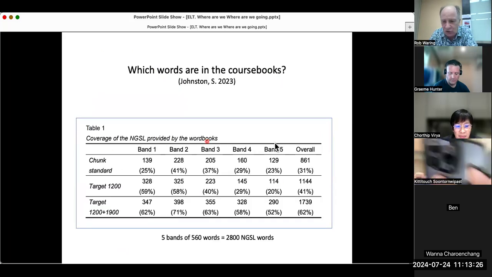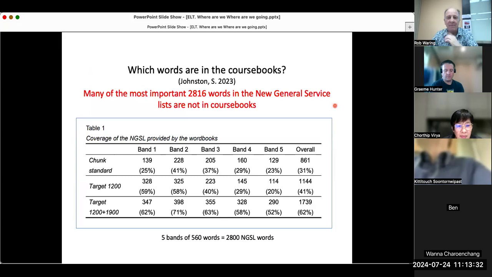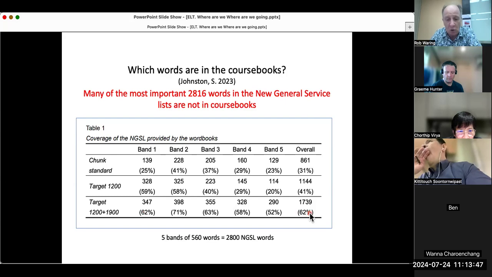So here's another table. You don't need to look at the data. Basically, all you need to do is to look at the important words in red. This is analysis of the course books. Many of the most important words in the new general service list are not in course books. So at these various bands of level, 62% are in, 71%. So 30 to 40% of the words are not in the 2,800 general service words. These are Japanese textbooks approved by the government, but there are about, let's say, 1,000 frequent words which are supposed to be taught, but they don't even appear one time.